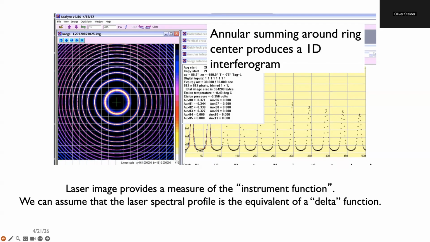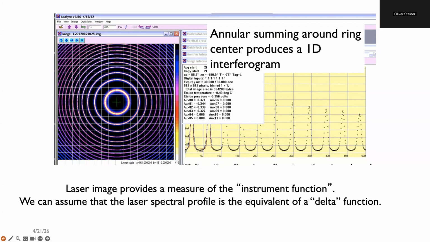What one does to analyze the data is to integrate around the ring center, where you see the green plus sign in the center of the pattern, which is what we take to be the ring center. And we get it very close to a zero pixel displacement from the center of the detector. We're usually off by 1 or 2 pixels. And you collect all of the light, integrating around the ring center.